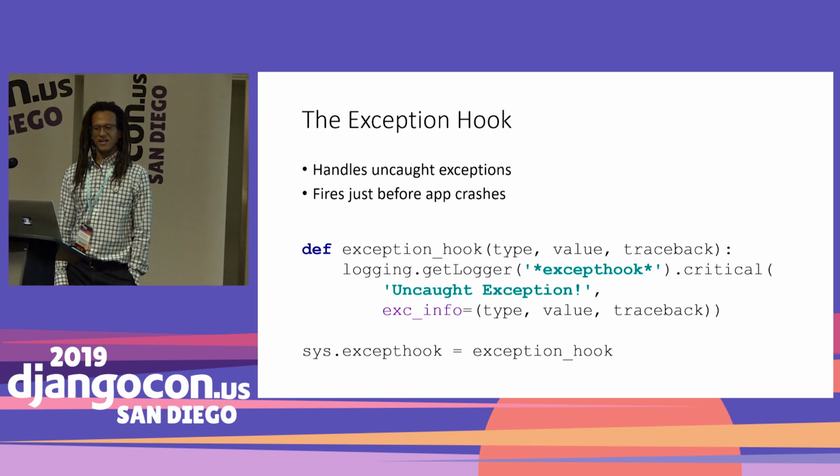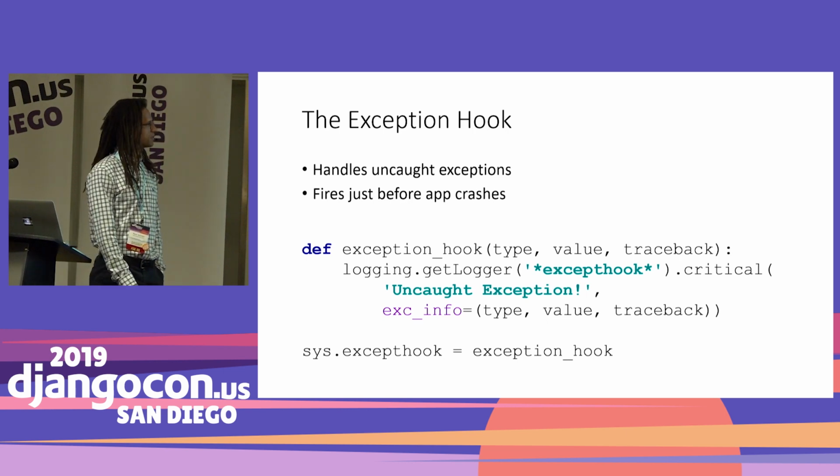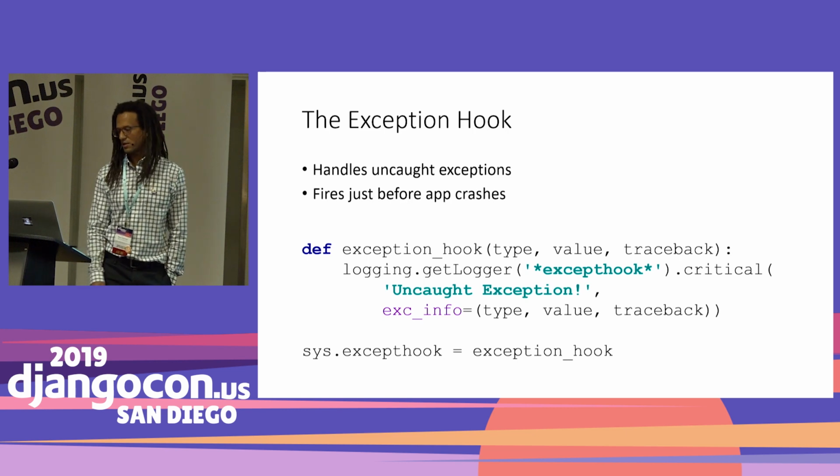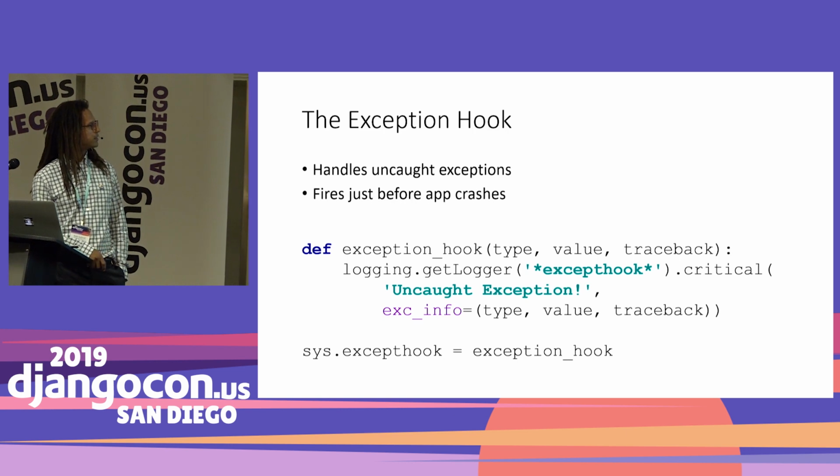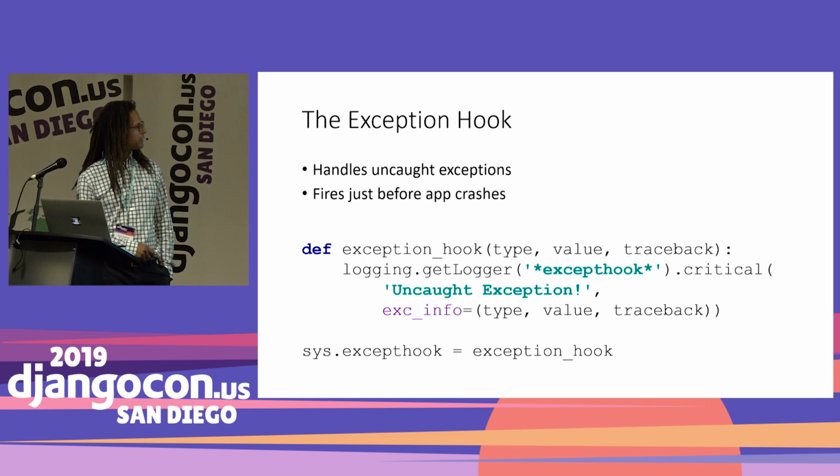So one thing you can do is to set up an exception hook, and the exception hook is just any function that takes 3 arguments, and those arguments are the type, value, and traceback. And then you can do whatever you want with those. What I like to do there is call getLogger, get a logger specifically named except hook. This is just a name for a logger that I've defined. And then I log critical. I say uncaught exception. I say here's the exception information to the logger. And then I replace the sys.excepthook with this function.